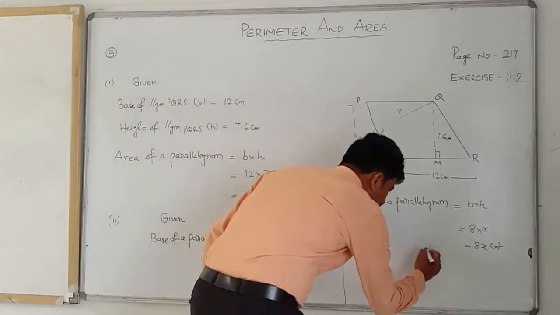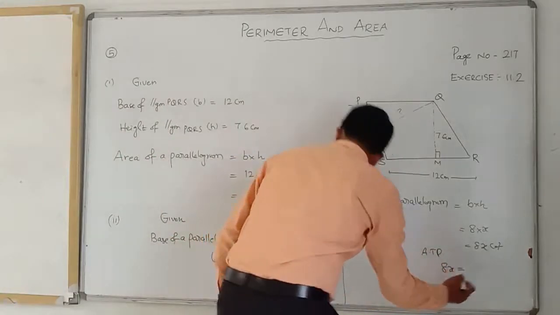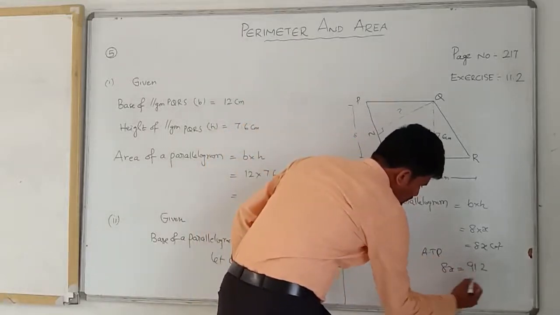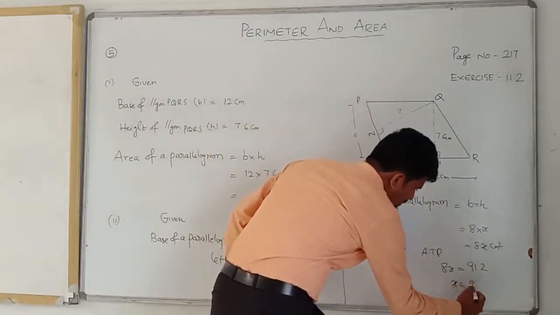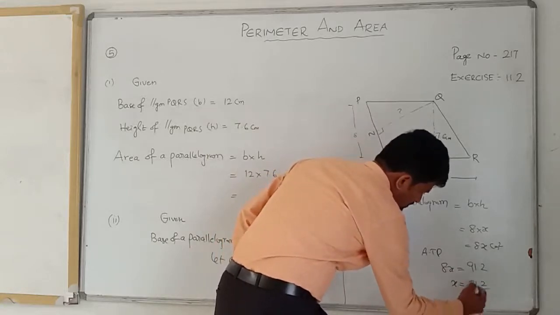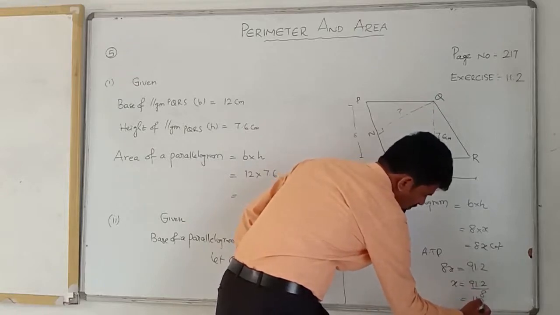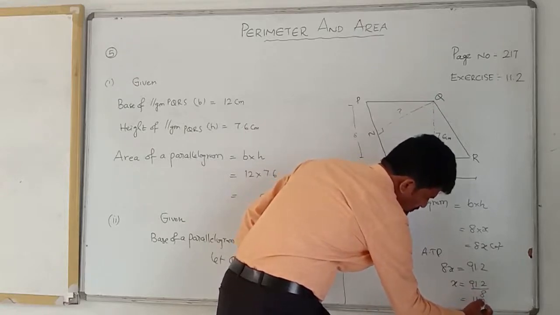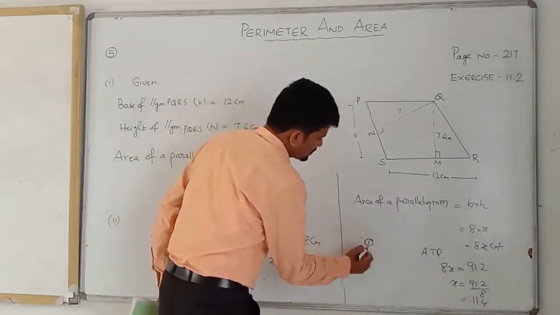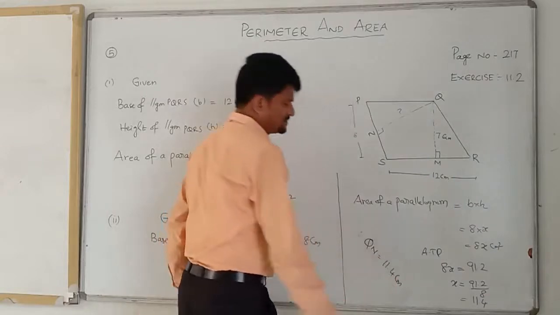Therefore, 8x is equal to how much we got in area? 91.2. That is, x is equal to 91.2 by 8. Okay, 8 11 88, 4 2, 8 4, 32. Therefore, QN is equal to 11.4 centimeters.